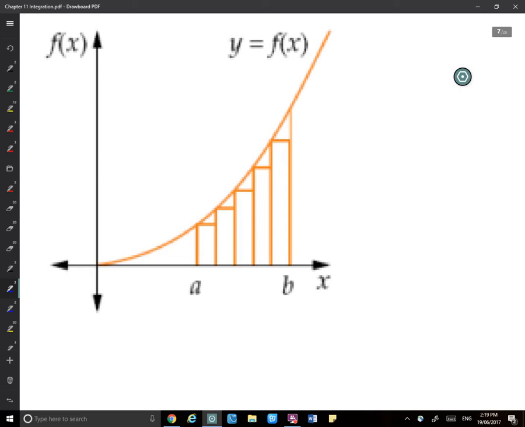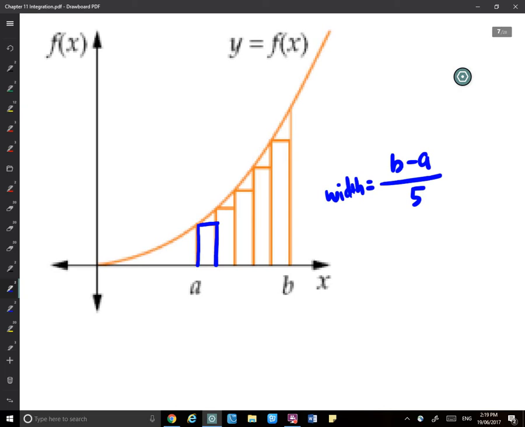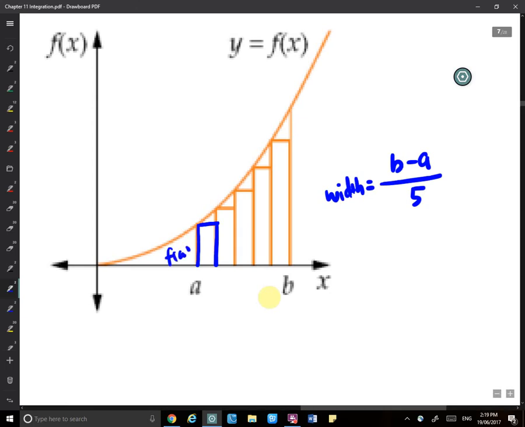We use a left-hand side endpoint rectangle. So we start from the point A. A is my left-hand side endpoint. So I use A to find the height, and I go for a particular length. Let's say I divide that into 5 pieces. Then B minus A divided by 5 is the width for each rectangle. And then the height will be f(A).